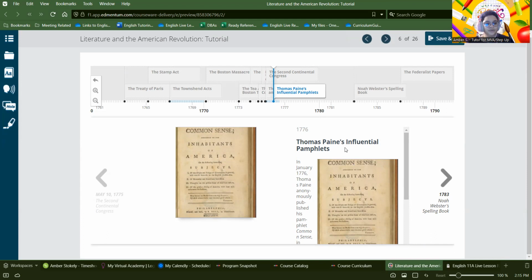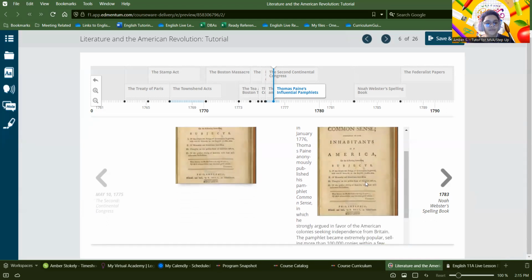But also during this year, Thomas Paine published these pamphlets, and he published them anonymously. These are some of the important points here. He published them anonymously, so they weren't under his name. He published Common Sense. That's the name of one of the first pamphlets, in January of that year. Remember, this is 1776. And it argued in favor of seeking independence.